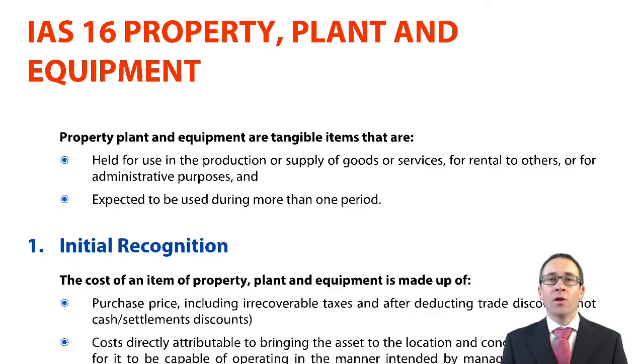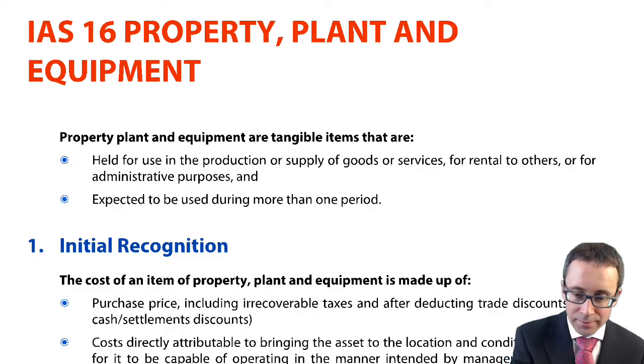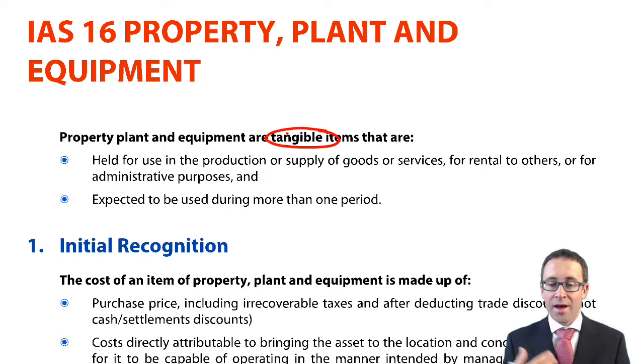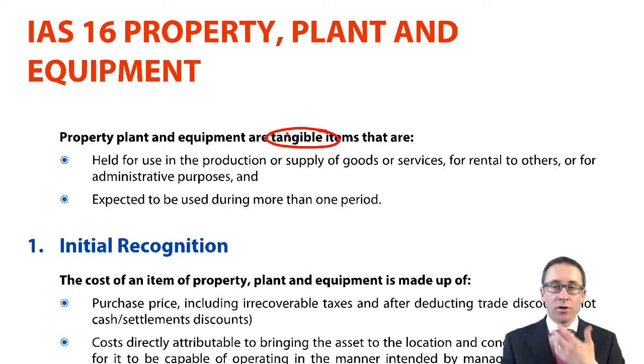So we're going to look at property, plant and equipment, one of the first accounting standards that deals with your non-current assets. Here we're looking at tangible non-current assets. In later chapters we'll look at your intangible non-current assets, but here it's all about your tangible non-current assets. So they have physical substance and are used in the production or supply of goods.